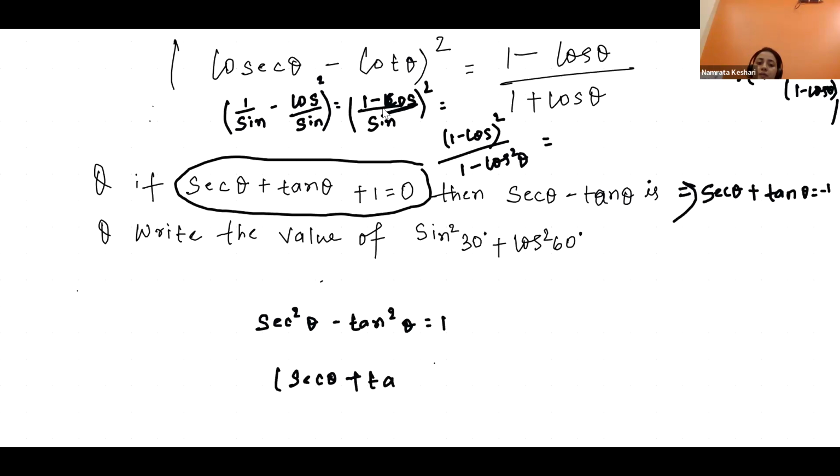Ma'am, I didn't get why we are writing square the second time. And that should be minus one, no? Why is it positive one?